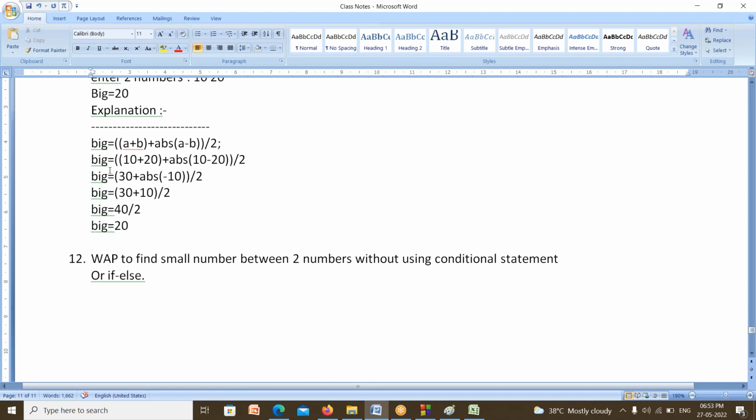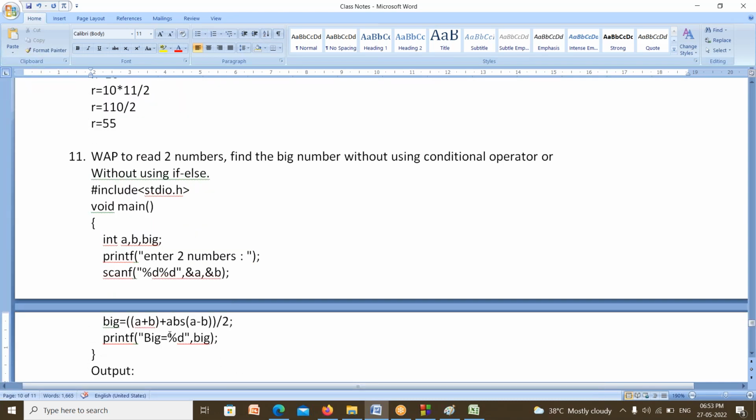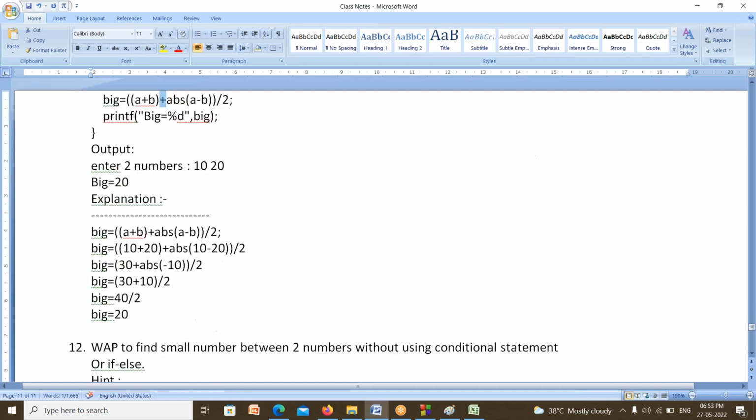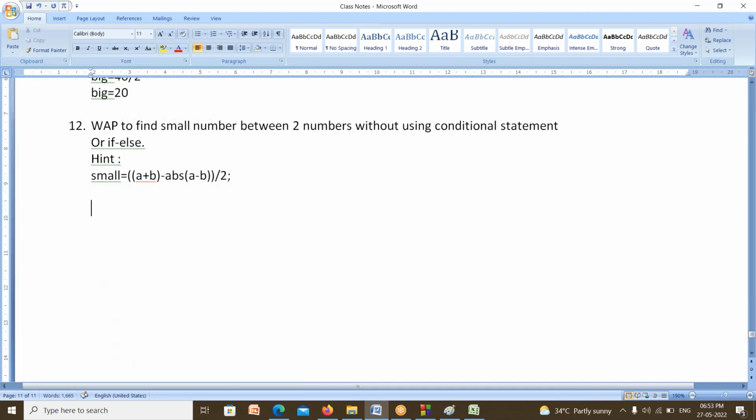Now I will give the formula. You write it down at home. Hint: the formula is this one. Now you are going to find the small number. So small equal to a plus b minus absolute of a minus b, whole by 2. This is the formula. Here you have to change plus to minus. That's it. Then you will get the small number. You change this line, put minus here, then you will get the small number, right? You can write it down at home. So take it as a homework program.